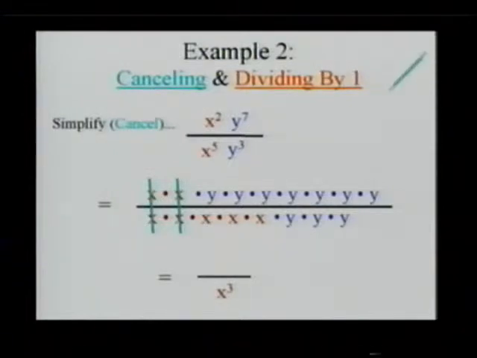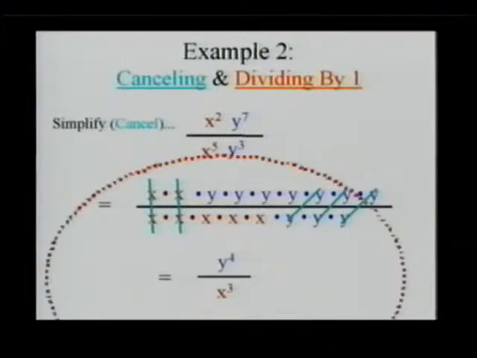Any y's can cancel? Of course. I'm taking out, let's see, 3 of them. Doesn't matter which ones, as long as they're on the top and the bottom. And I'm left with, looks like, what, 1, 2, 3, 4 of them on the top. And there's your answer.